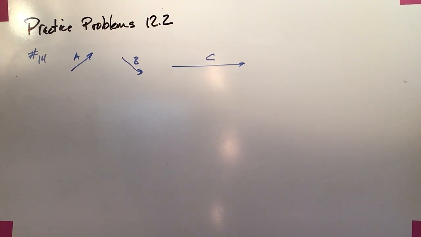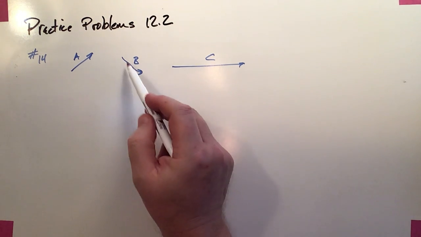The final practice problem from section 12.2 on vectors is number 14. And it's an unusual question in that it asks us to do a proof, and I can think of a visual proof for this, so I won't do it analytically, although I'm sure there are good analytical proofs that exist. Basically, the premise is this.